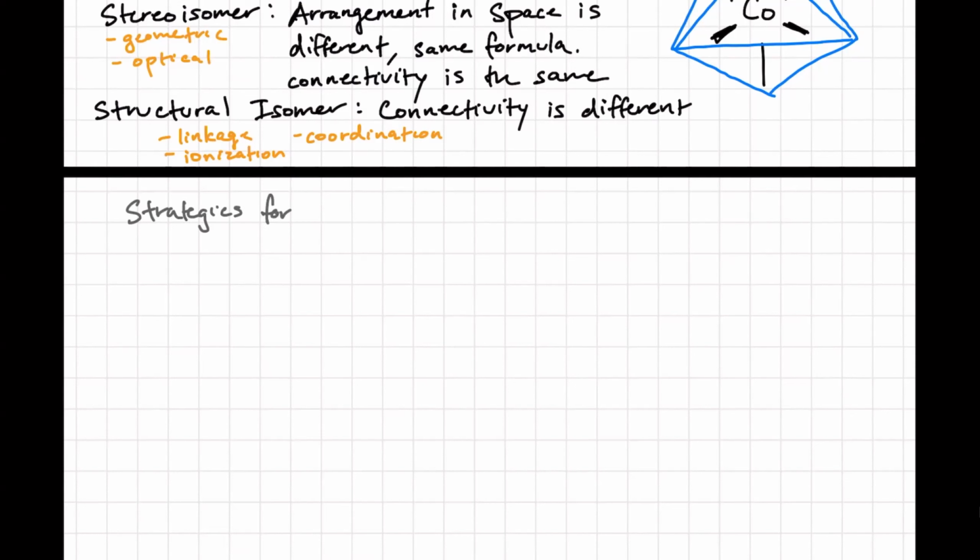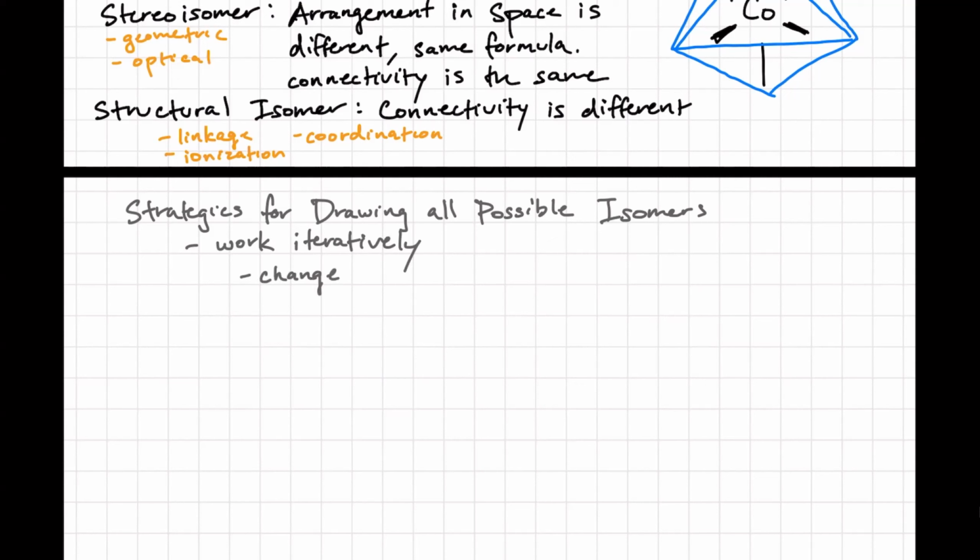Strategies for drawing all isomers. My strategy is kind of generic, but it works: work iteratively, as in go change a few things at a time. Change as little as possible between isomers. Little as possible.